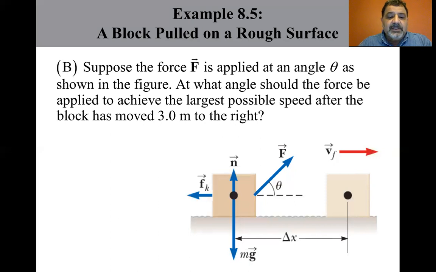Now let's categorize this. We modeled the block and the surface as a non-isolated system for energy with a non-conservative force acting on it. So I want you to look at that F and theta. The horizontal component to the right is F cosine theta, and the vertical component is F sine theta.